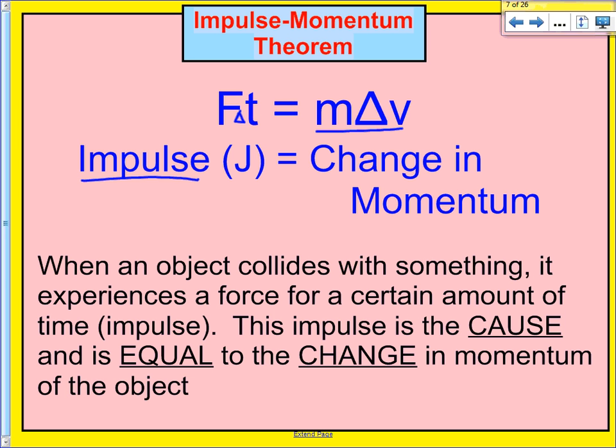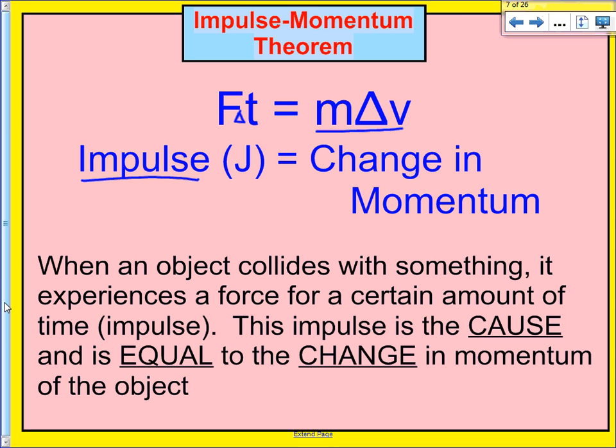So the abbreviation or variable for impulse is j. Now, what does the impulse momentum theorem actually state in words? What it states is the following. When an object collides with something, it experiences a force for a certain amount of time. This is known as your impulse, a force acting on an object for a certain amount of time. This impulse is not only the cause of the change in momentum, but it's equal to the change in momentum.